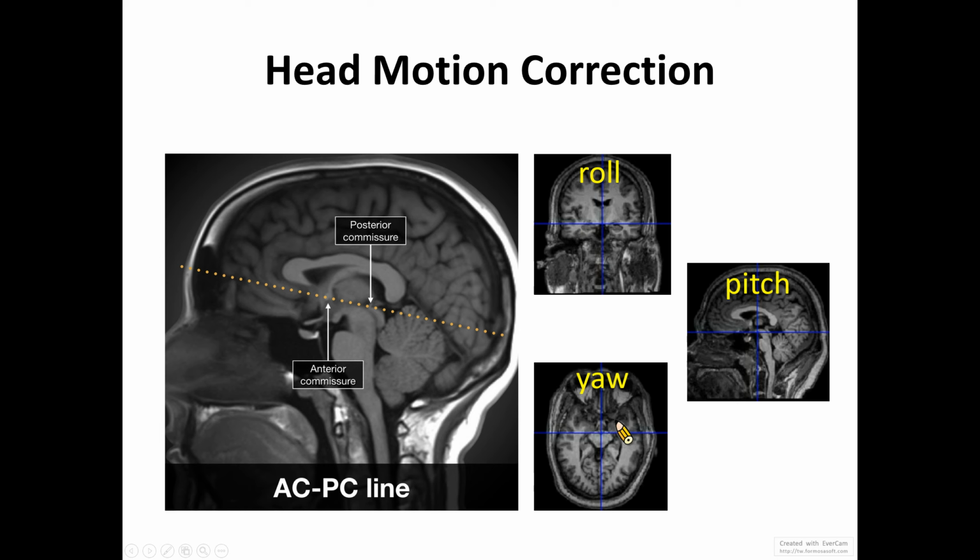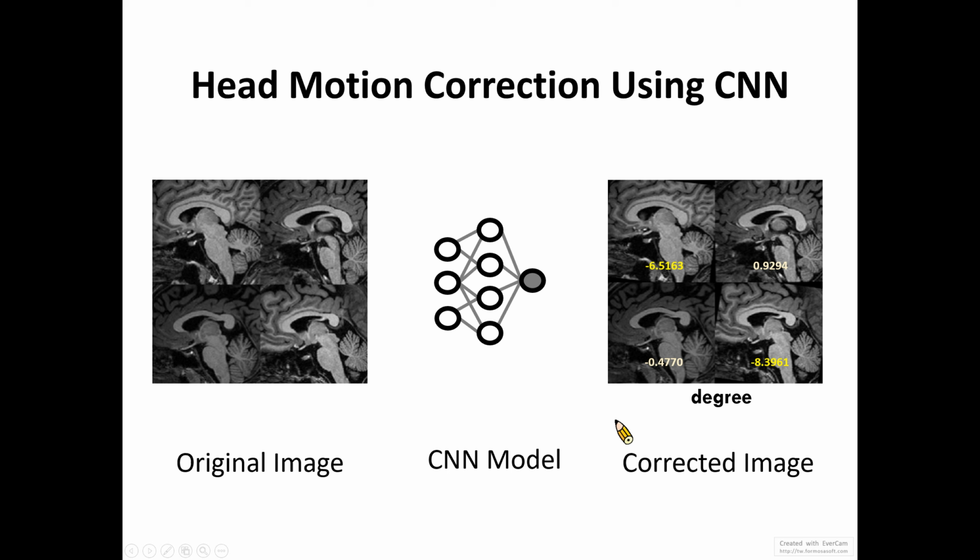So this head motion correction is a very important step in our MRI pre-processing analysis, and oftentimes we need to manually input these roll, yaw, and pitch values. We have already developed CNN algorithms to find out the angles of these MRI images. For example, we can feed these original images into our CNN model. Then the model will tell us the angles we need to adjust in the pitch, roll, or yaw.